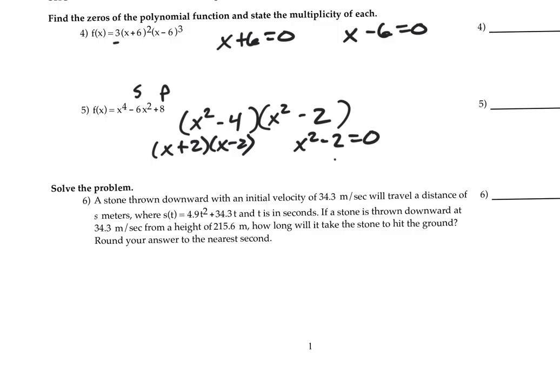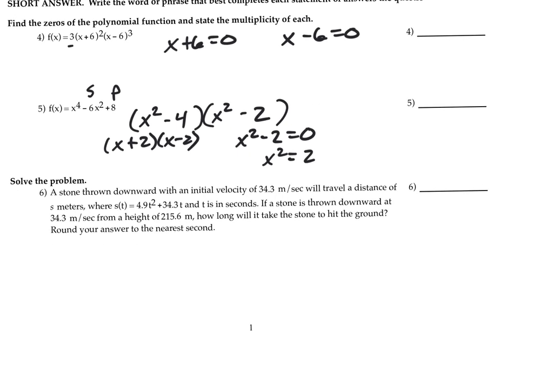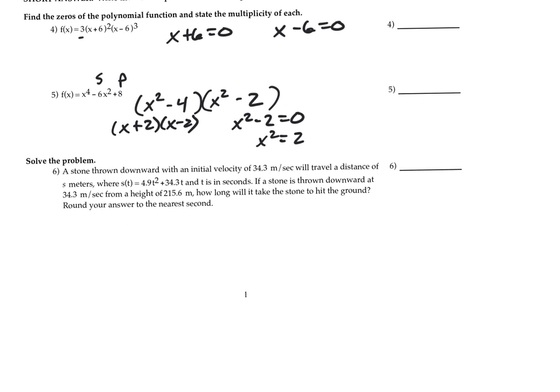I'm going to add 2. And I'm going to take the square root. Okay, so here's the thing. How many zeros do I have to account for? 4, right? And so my zeros here would be plus or minus 2. Because when I set both of these equal to 0, this would give me a negative 2, this would give me a positive 2. And this one over here would be plus or minus radical 2.